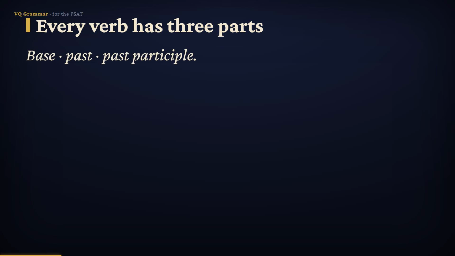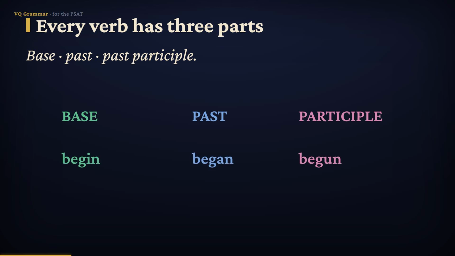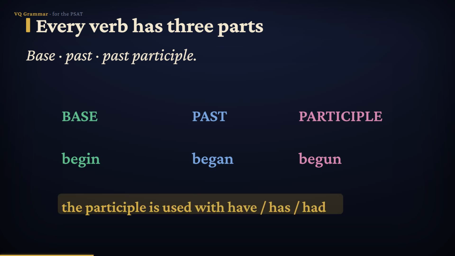Now the key idea. Every verb has three principal parts: the base, the past, and the past participle. Look at begin. The base is begin, the form you start with. The past is began, the simple past. And the past participle is begun, the form you use with a helping verb. Remember that last one. The past participle is the form used with have, has, or had.